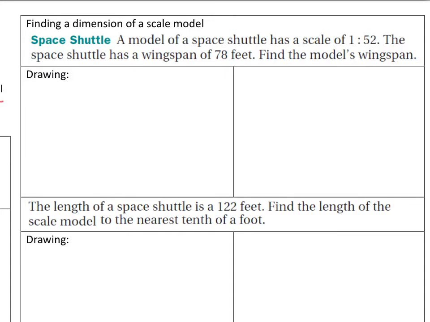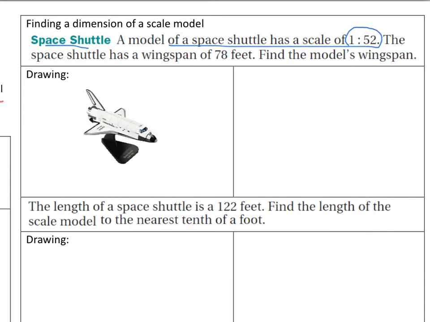Finding a dimension of a scale model. So it's a space shuttle. A model of a space shuttle has a scale of 1 to 52. So I'm going to bring in a picture of a space shuttle. Here I brought in a picture of a model space shuttle, and it has a scale of 1 to 52. The actual wingspan of a space shuttle is 78 feet, according to this word problem, and we need to find the model's wingspan. So what is the model's wingspan?